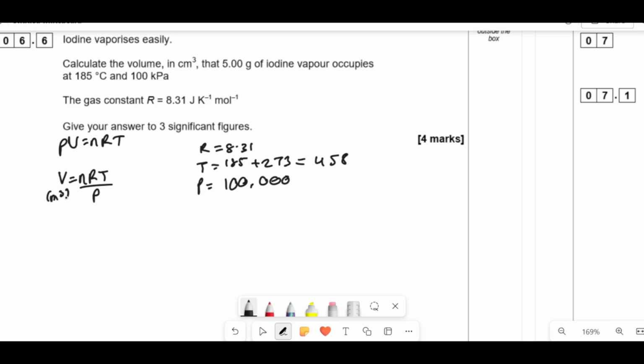The volume is in meters cubed. So PV equals nRT uses base units, right? So we don't use centimeters, we just use meters. So then we need to work out the moles of this gas.